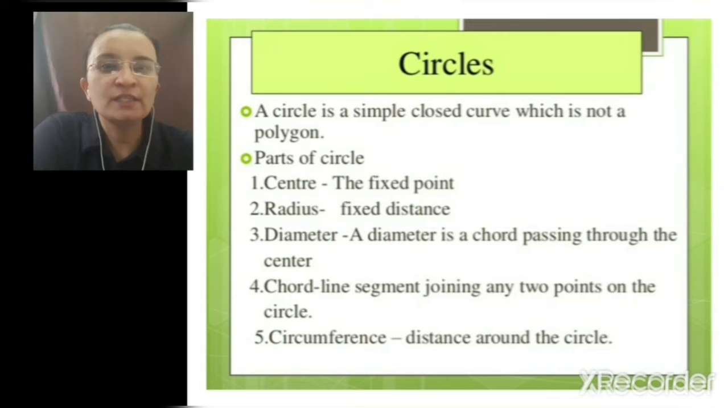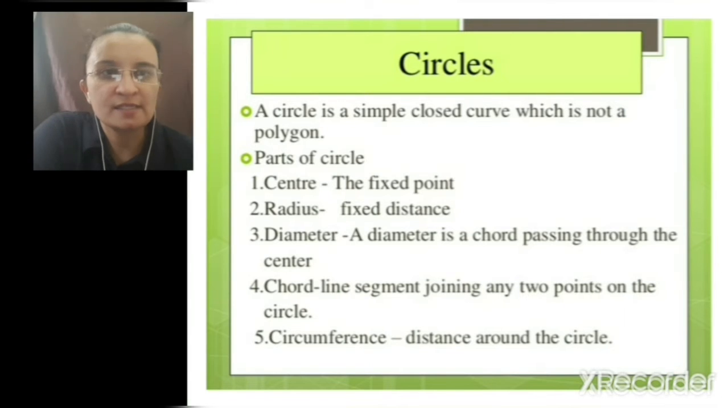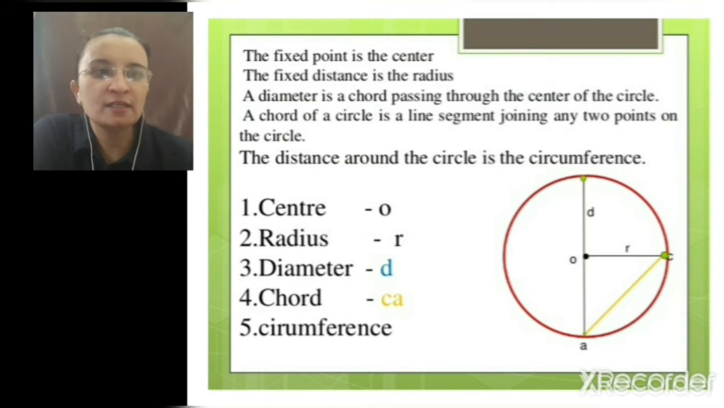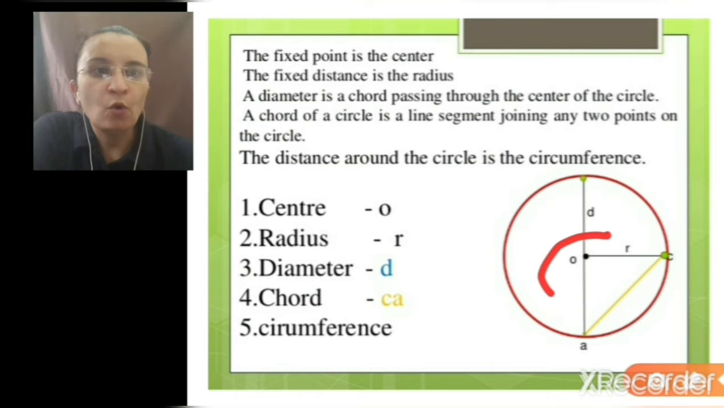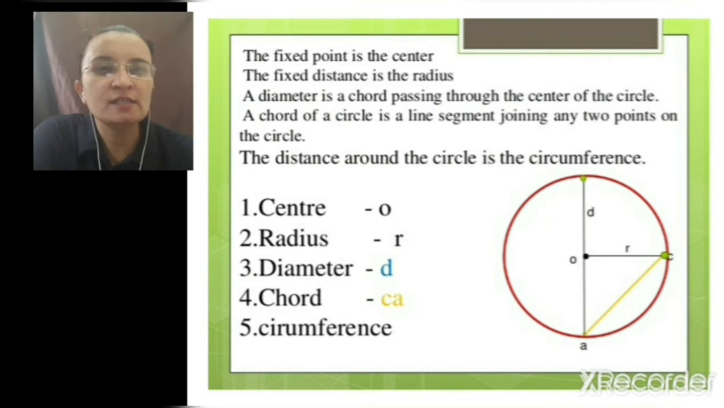And last point is circumference, the distance around the circle. You can say perimeter of a circle is called circumference. Let's understand this. What is the center of this circle? O, middle point of circle. That is center of the circle.